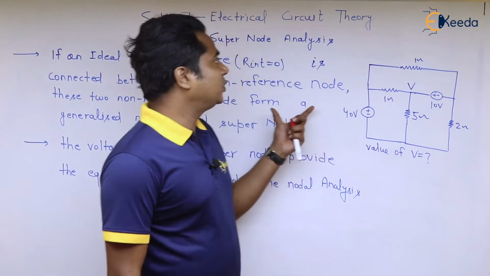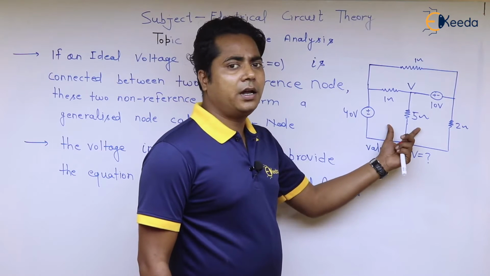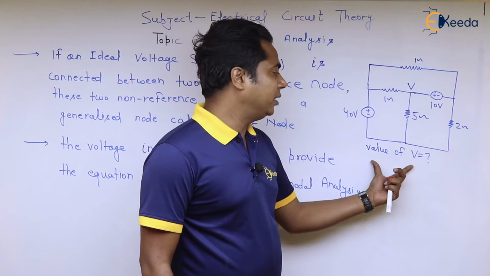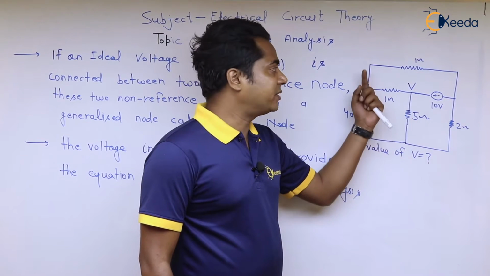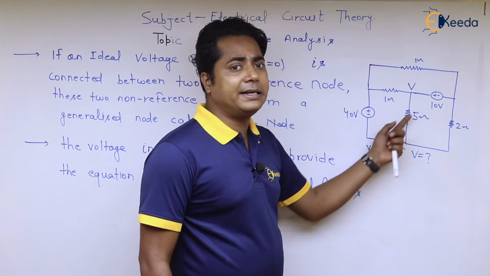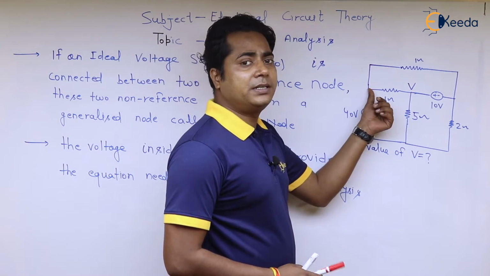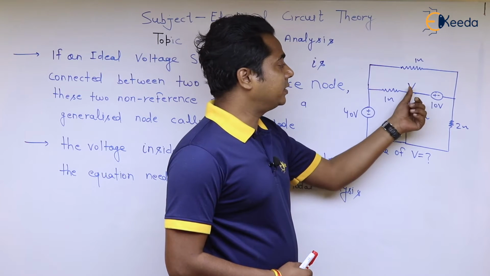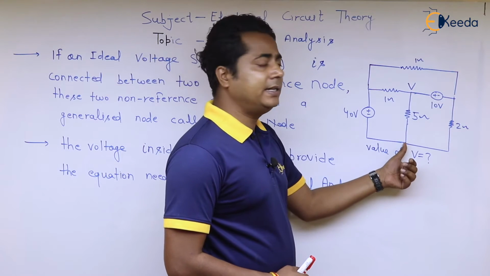Coming to the supernode analysis, here is the circuit, and in this circuit we have to calculate the value of V. Then what will we do? First we will apply the supernode technique in this circuit. The first step is to find out how many principal nodes there are. So first, second, third and fourth. Four principal nodes are present here.